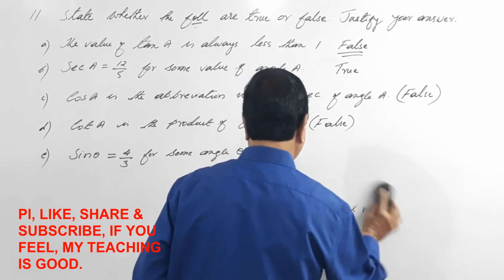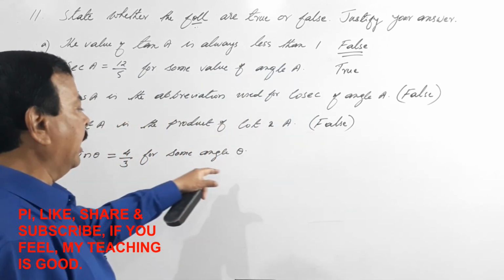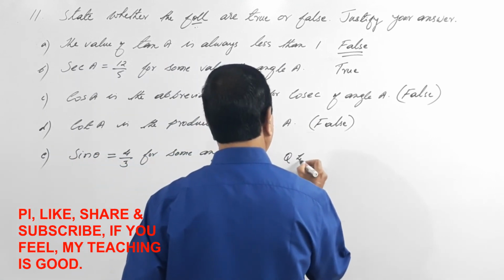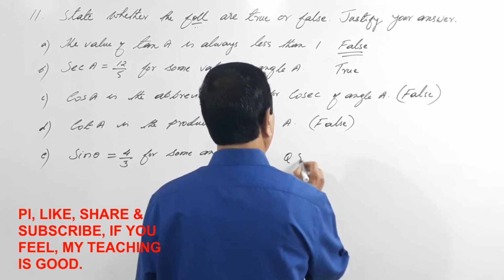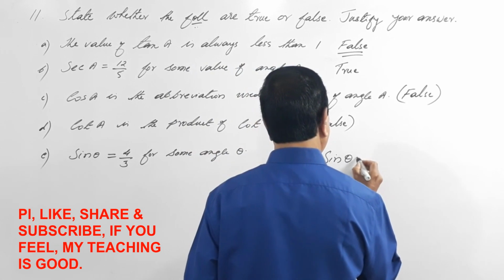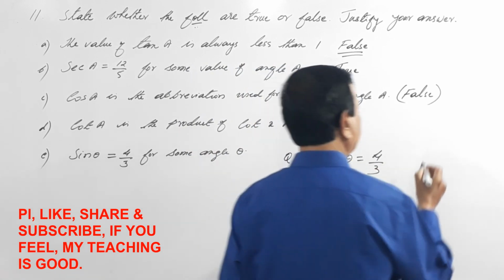And lastly, sin theta equals 4/3 for some angle theta. So question 5. Yeah, that is question 5. Sin theta equals 4/3. So let us draw a triangle.